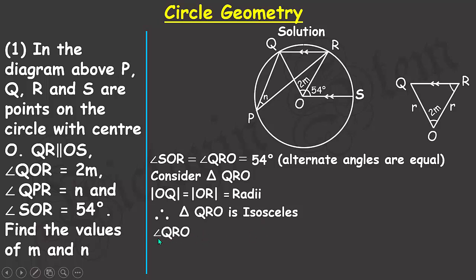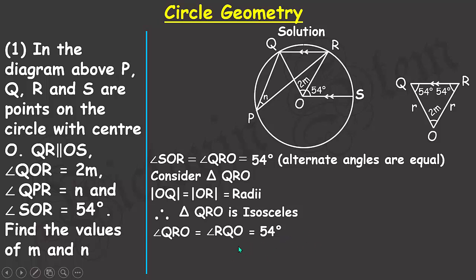The next thing to do is to say angle QRO, remember I've gotten QRO here to be 54, is the same as angle RQO. That is this angle. QRO, this angle, equals angle what? RQO. QRO stands for this angle at R. RQO is the angle at Q. So these two angles are equal to each other, and they are 54 degrees apiece.